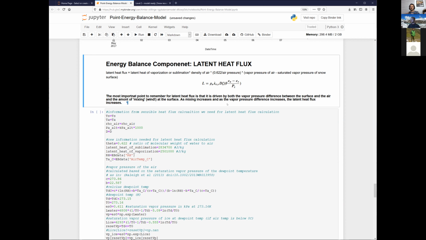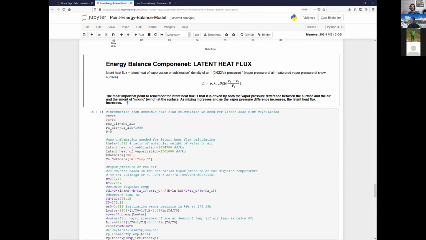So it's both how much mixing is there, and then it's the vapor pressure difference between the surface and the air above it. And that's because it's that vapor pressure gradient that really drives the latent heat exchange and the ability of the snowpack to evaporate.